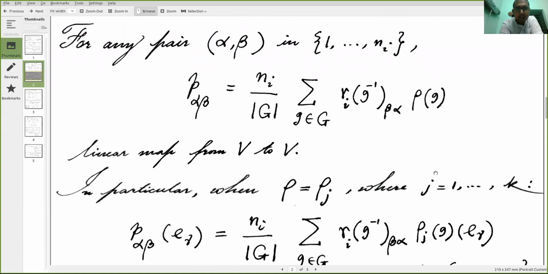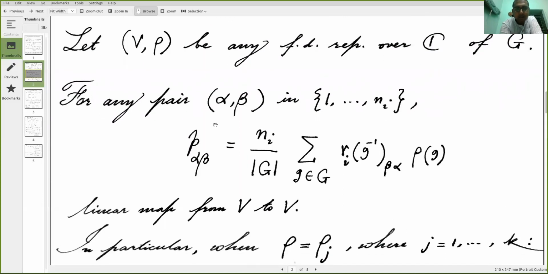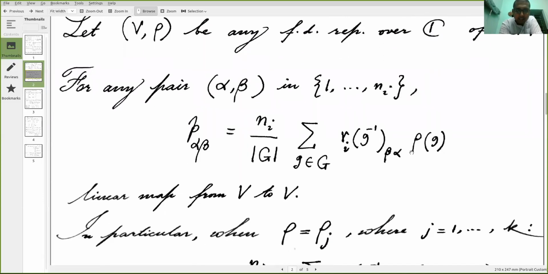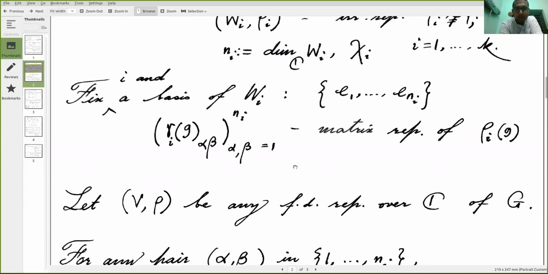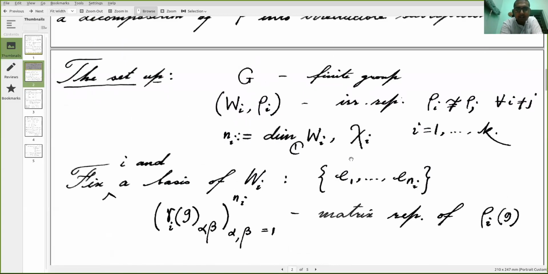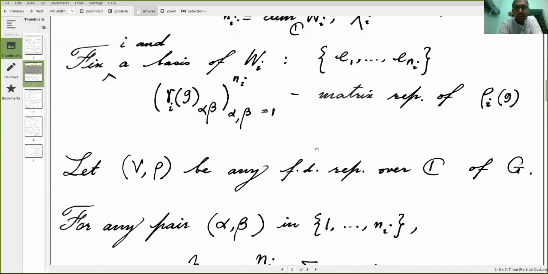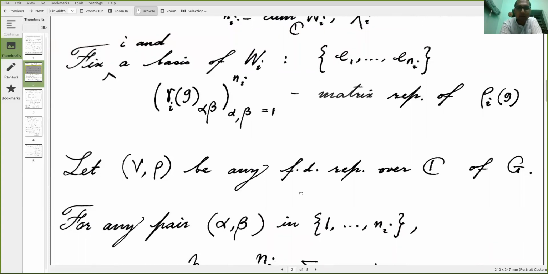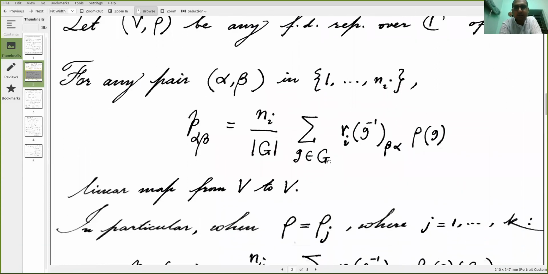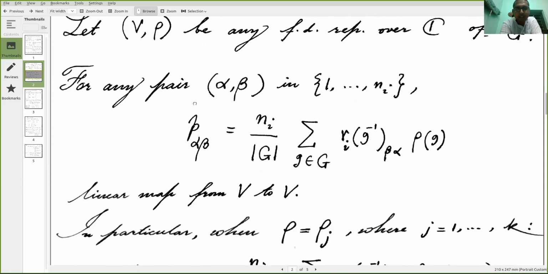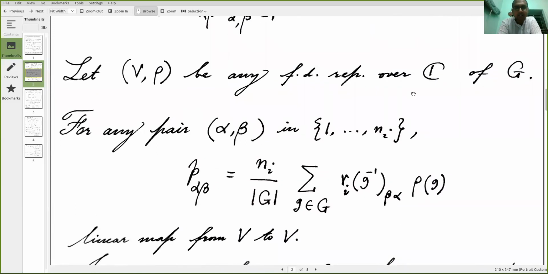So what are the things needed to define this P alpha beta? I need, of course, the irreducible representations, and once I fix an i, I need a basis. Then with respect to that basis, I write down the matrix coefficients, and use them together with the representations we have considered. We consider this P alpha beta. So this is what we can define for every representation (V, rho) of G.